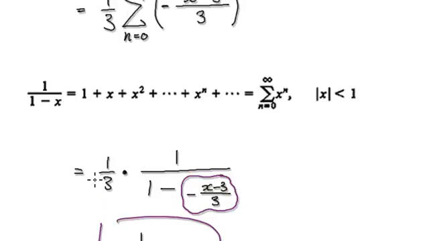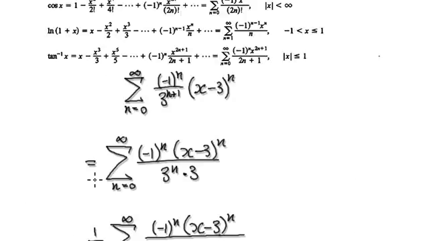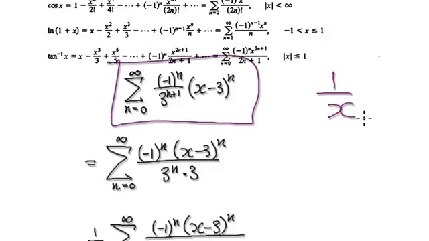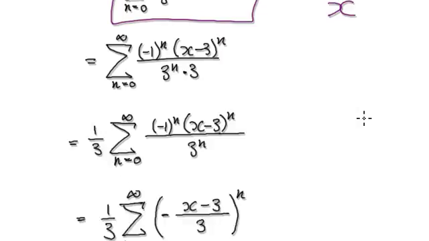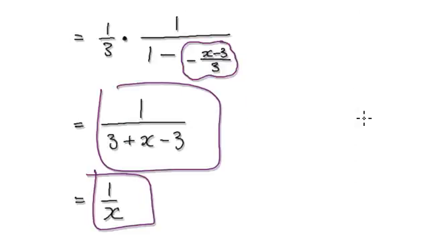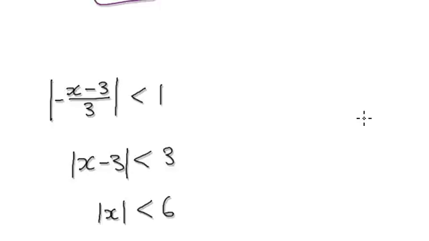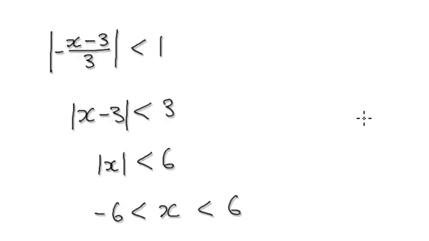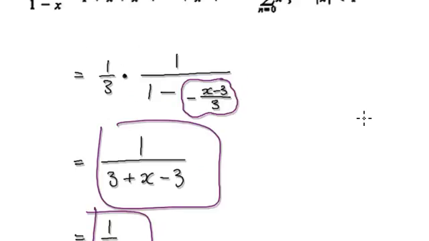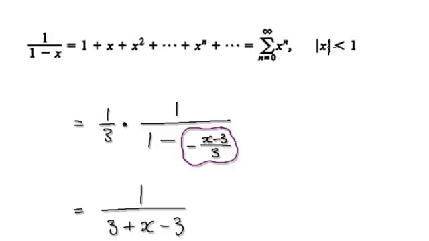So after all that, this series represents 1 over x. Okay, so now you've got to consider the values of x for which it's valid. So going back to here, it's valid for the absolute of the bubble to be less than 1. So we require the absolute of the bubble to be less than 1.